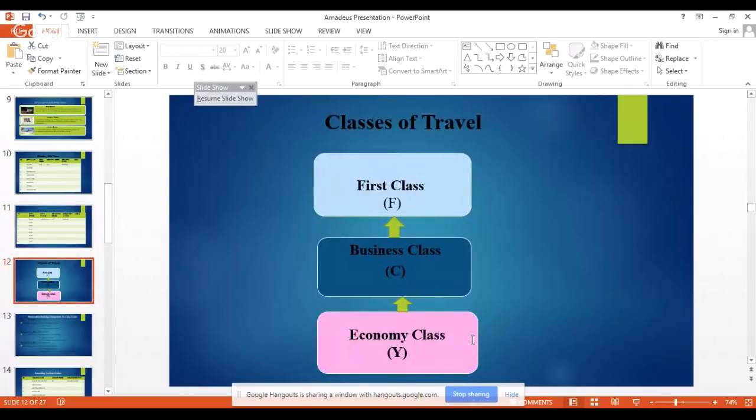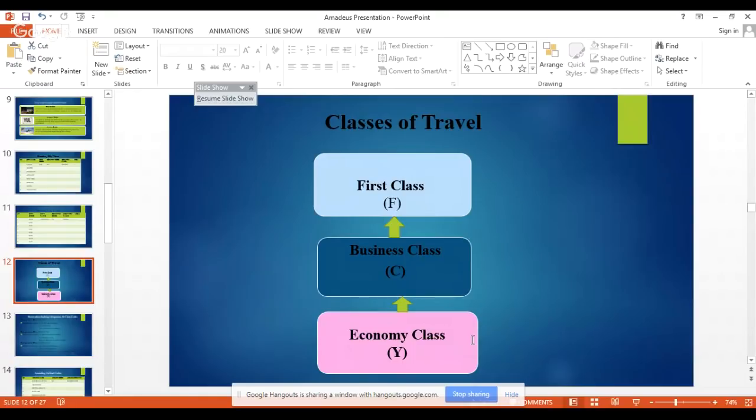Now let's move to classes of travel. We have 3 classes of travel. We have the first class, which is usually represented by F, that is Foxtrot. Next to that, we have the business class or intermediate class, which is always represented with C, Charlie, and we have the economy, which is mostly represented with Y, Yankee.